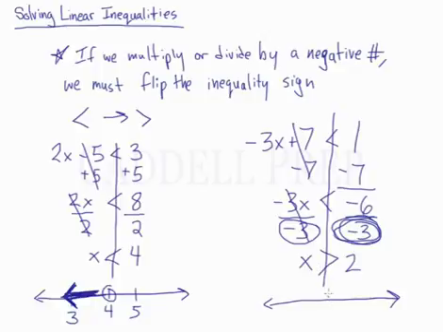And if we had to graph the answer, it's greater than 2, so we put our circle at 2. We're not going to fill it in because it does not equal it. It can't equal it. And x is greater, so we draw a line going greater than 2.